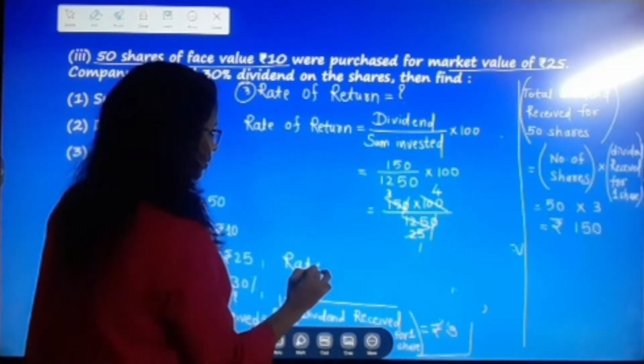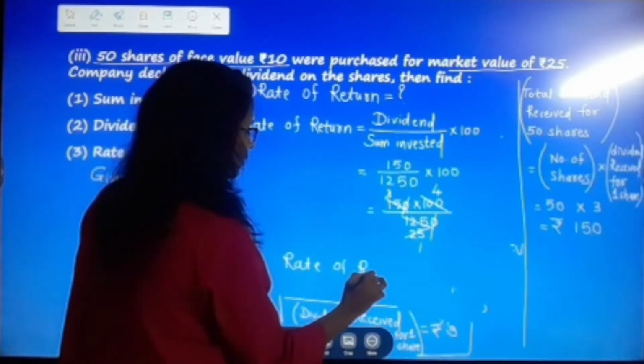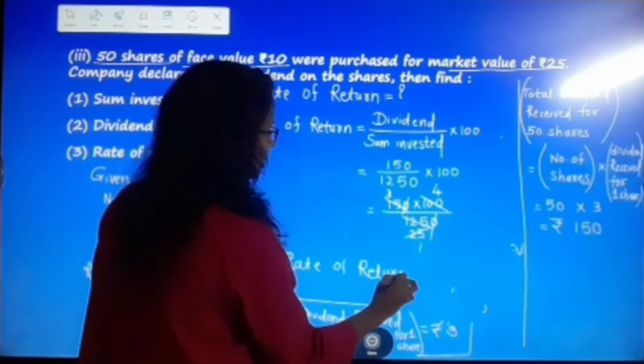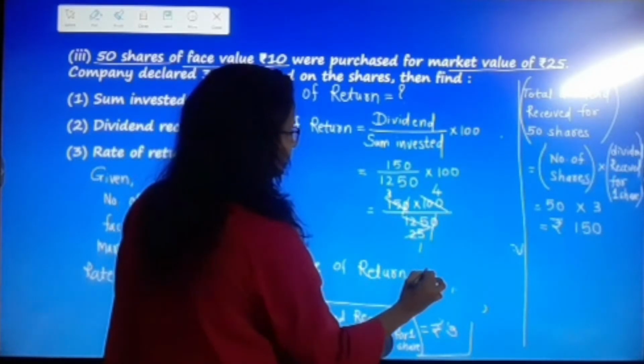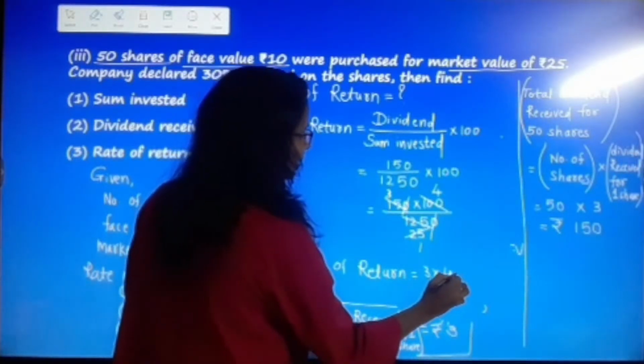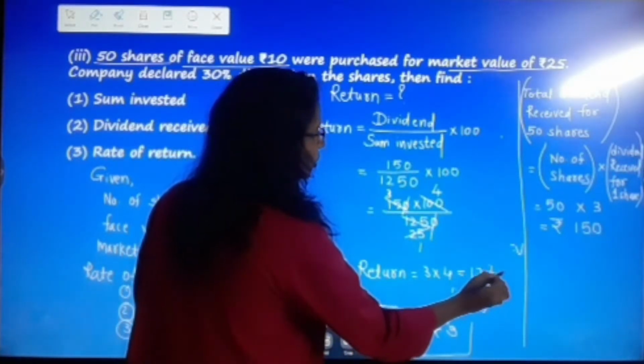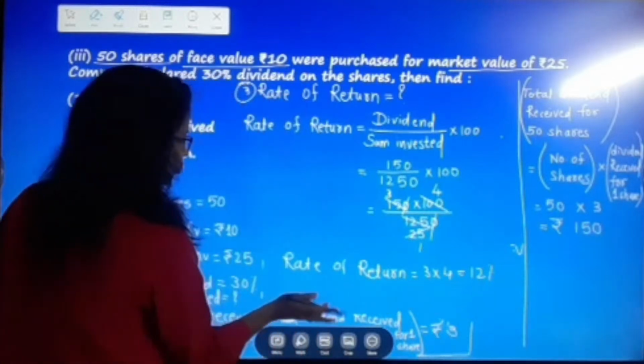So I write down the rate of return, which is equal to that 3 multiplied 4, and that means here 12%.